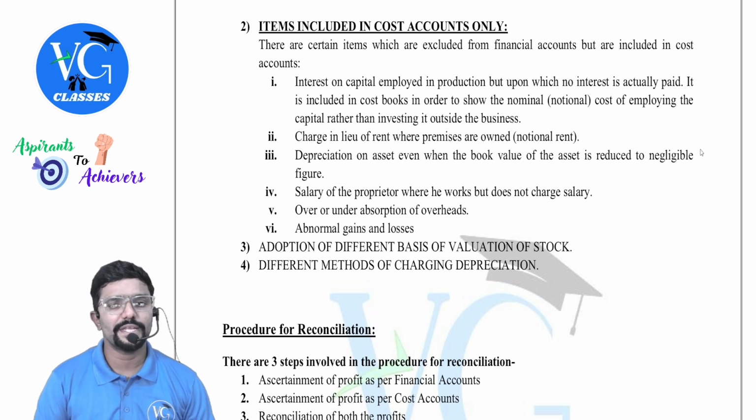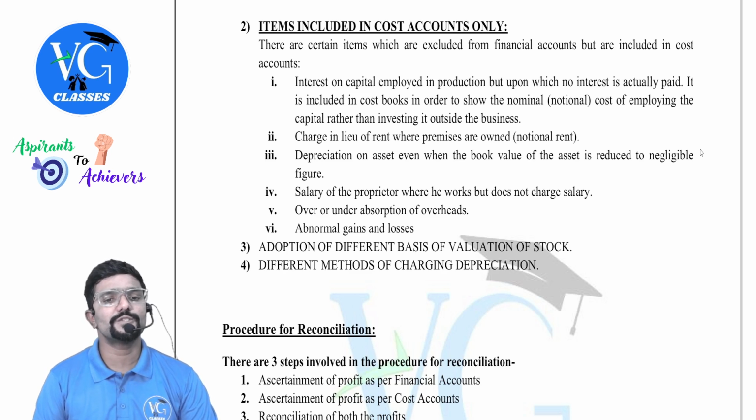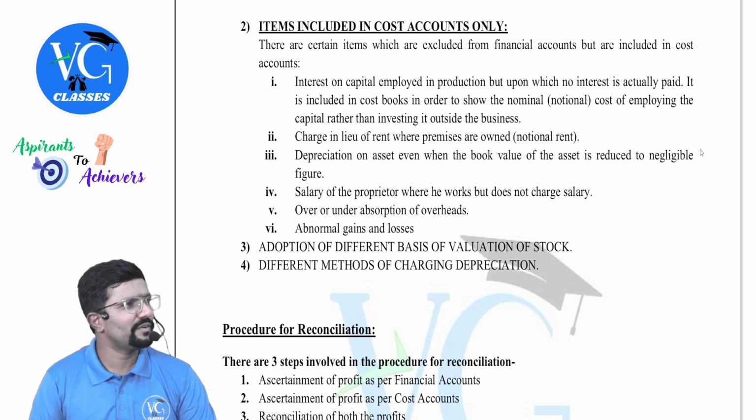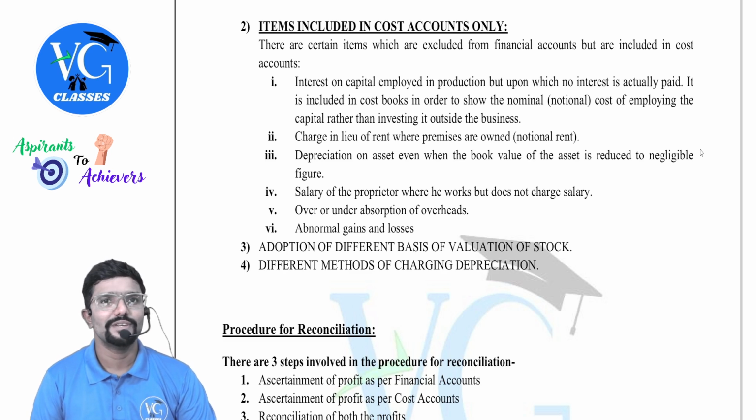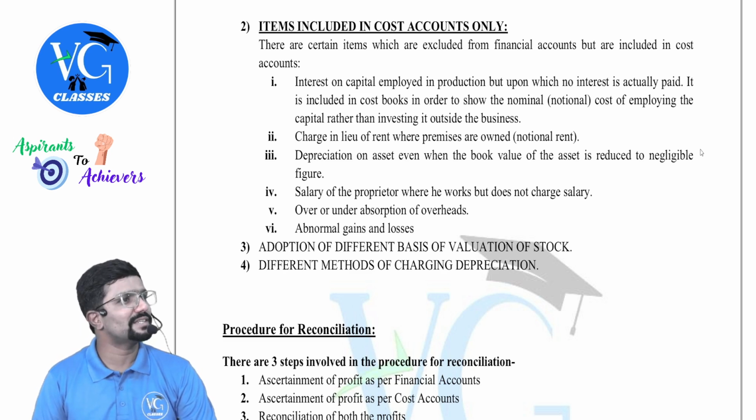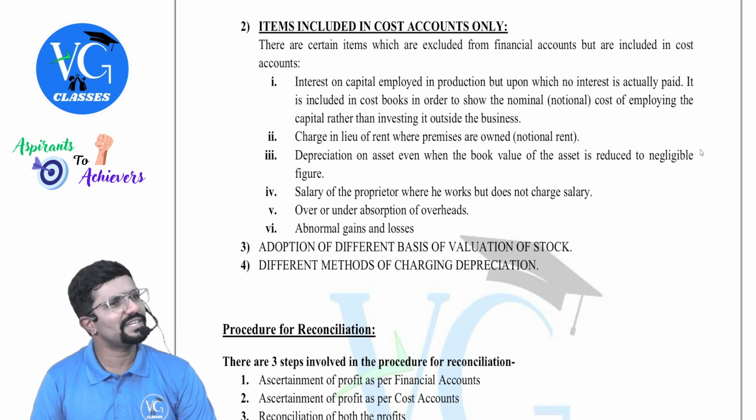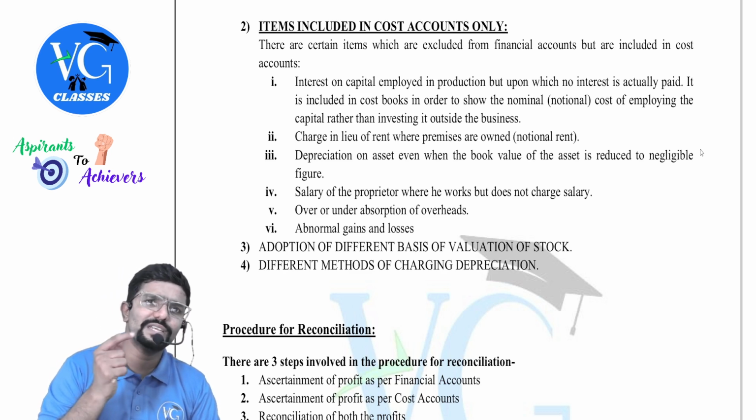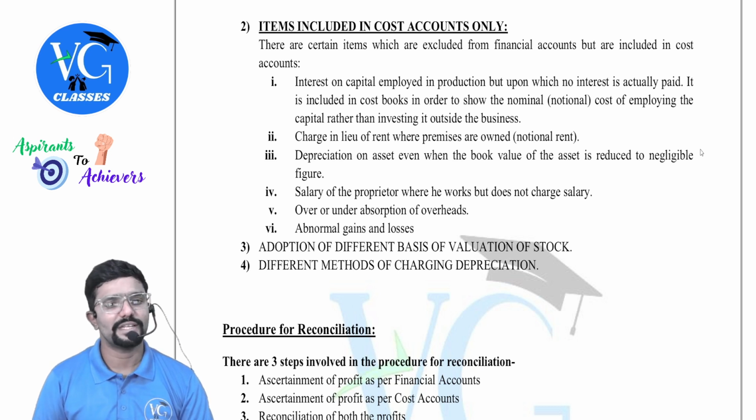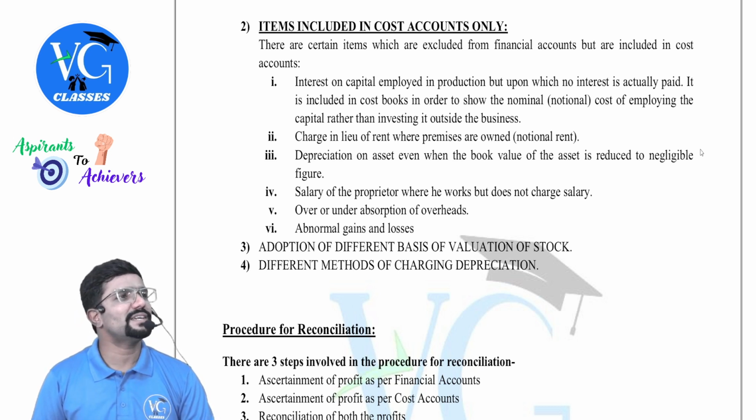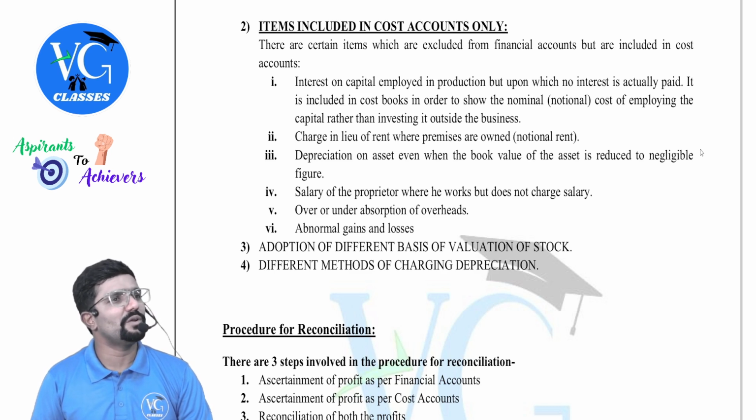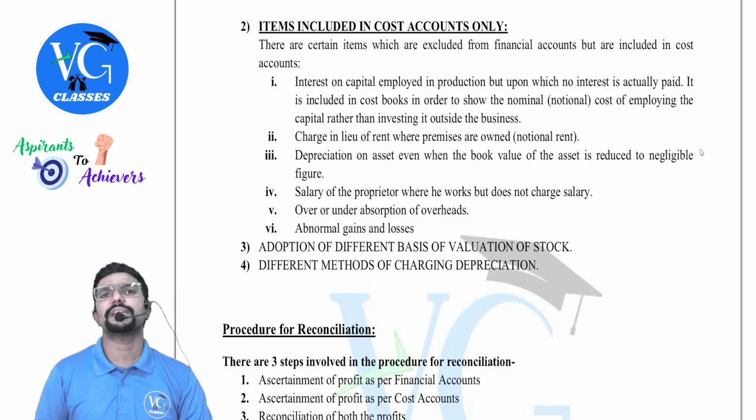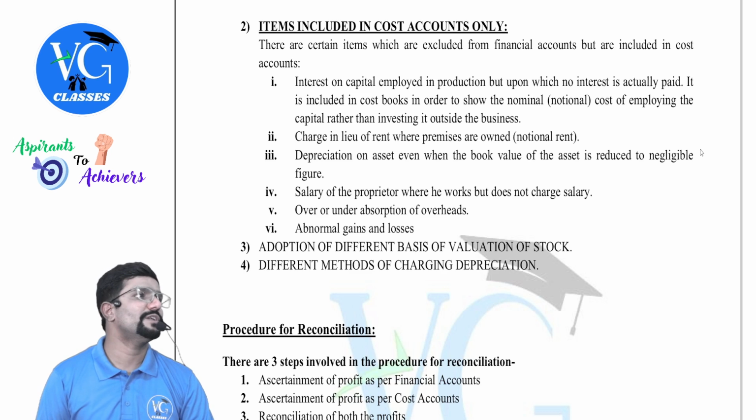Then depreciation on asset, even when the book value of the asset is reduced to a negligible figure. Guys, normally when the book value of the asset comes to zero, we stop charging depreciation under financial books. Whereas in costing, I'm still using the asset, almost asset value is zero. Can we still charge depreciation? Yes, they keep charging it. They will calculate some amount based on usage and charge it. But this cannot happen in financial books.